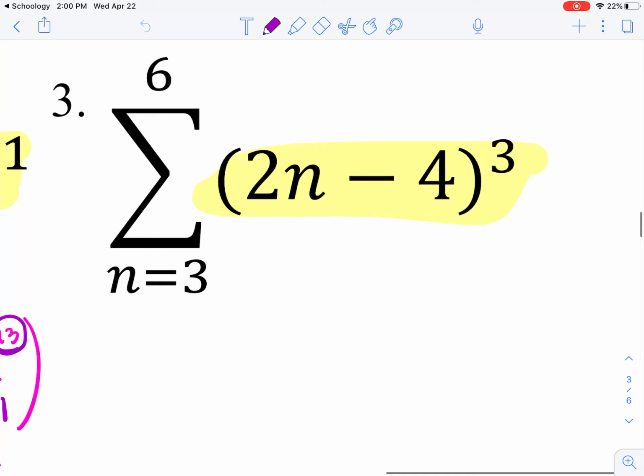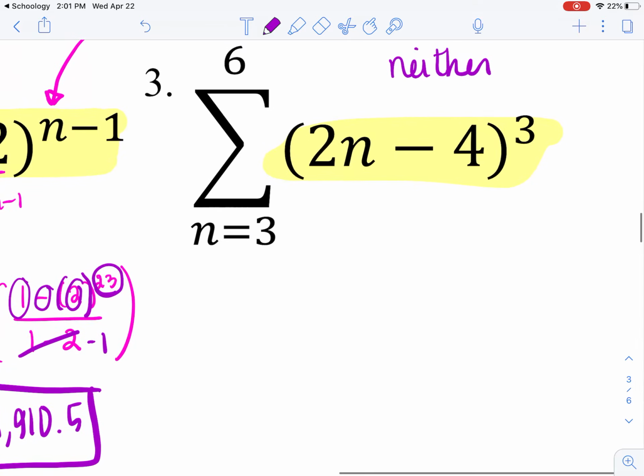Look at the highlighted yellow. It says arithmetic, geometric, or neither. So really quickly, if I go like this, it's arithmetic. But because that cube is there, this is neither. This is a cubic function. So I cannot use a formula. This tells me that I have to plug in 3, 4, 5, and 6, see what I get for each one of those, and then add them up. So I'm going to organize here.